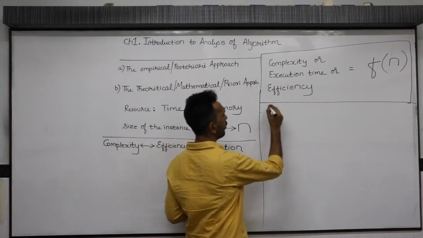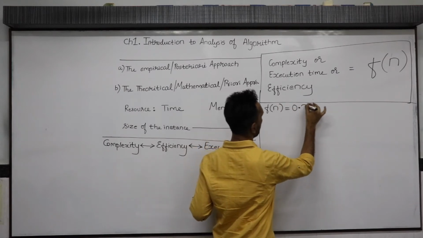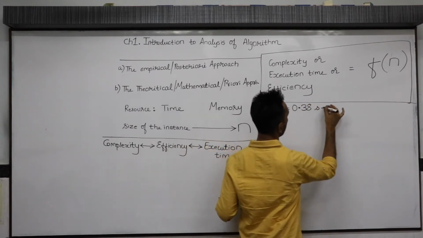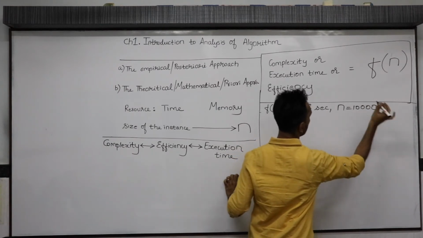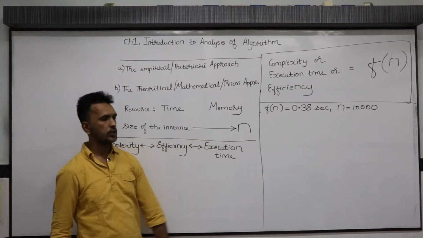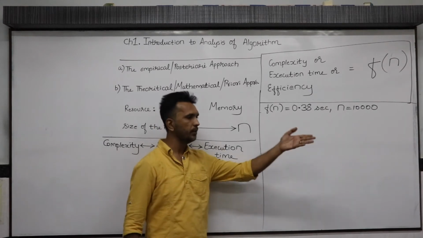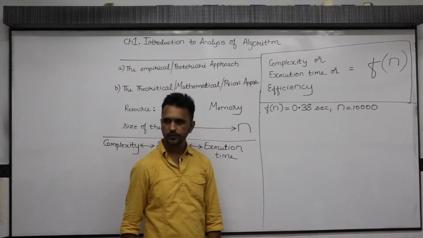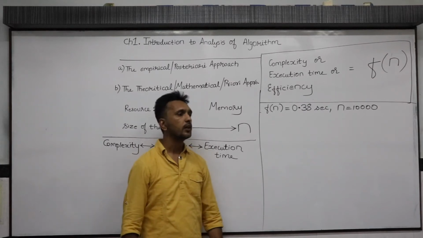For whom f of n is equal to 0.38 seconds, where n is equal to 10,000. I repeat, there is an algorithm for whom f of n is equal to this, for n is equal to 10,000. Now tell me what is f of n? Tell me in English, like words. What does it mean?